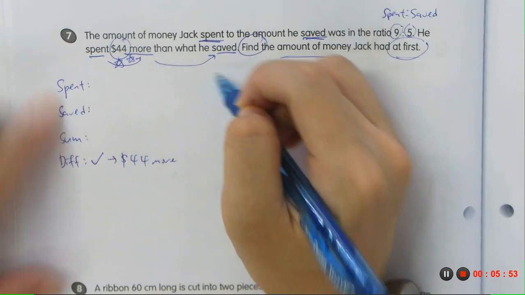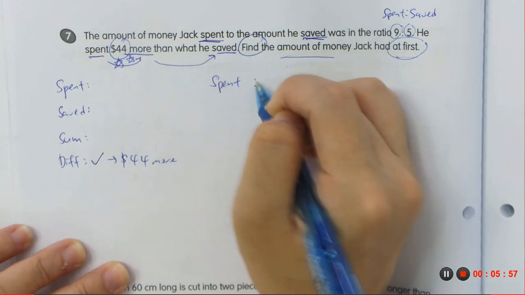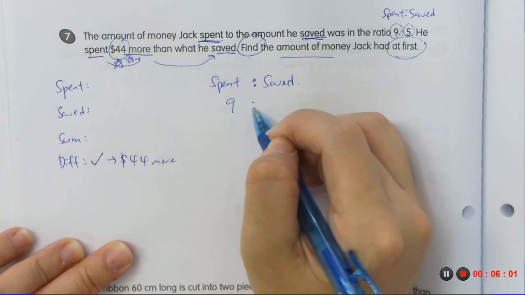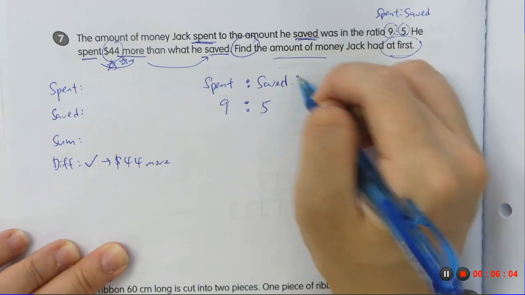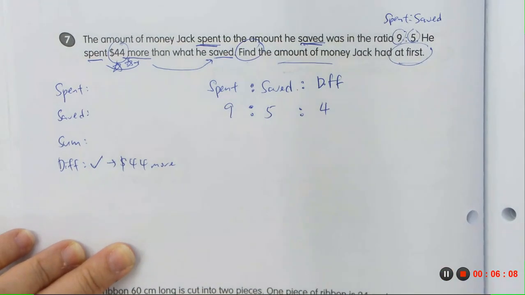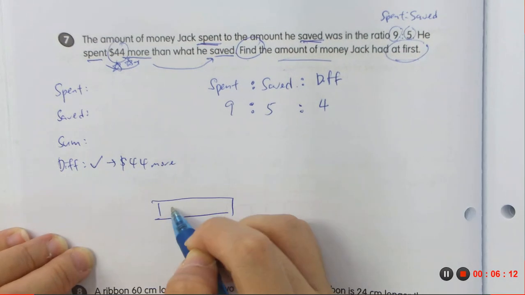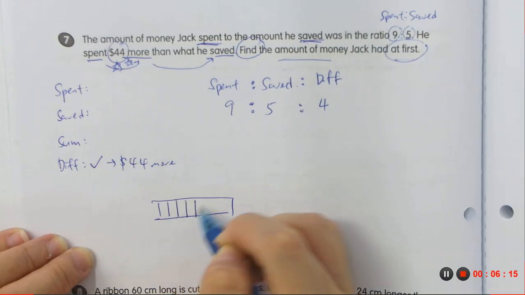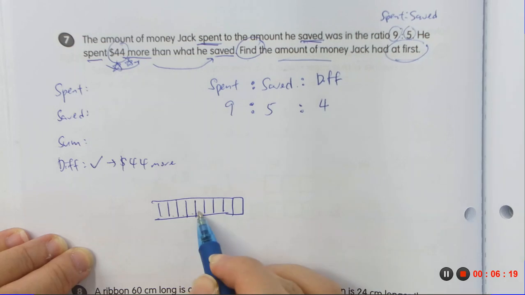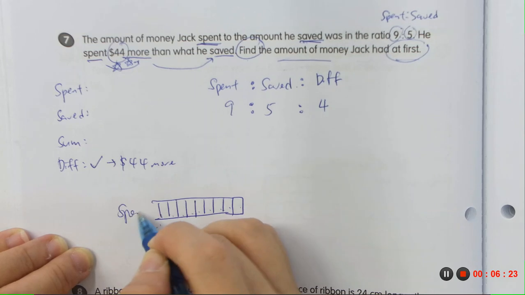So I have spent, I have saved, and it's 9 is to 5. So I'm able to write down the difference. The difference is 9 minus 5, 4 units. So if I draw a model out, 9 units. 1, 2, 3, 4, 5, 6, 7, 8, 9. 9 units to 5. This is spent. Save.